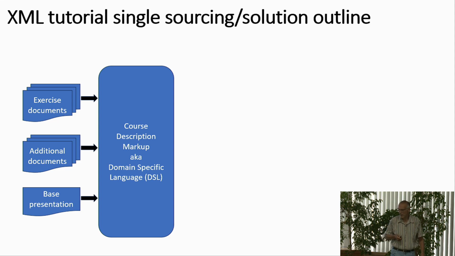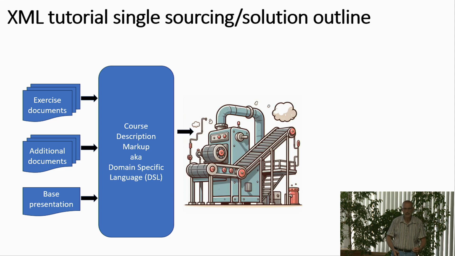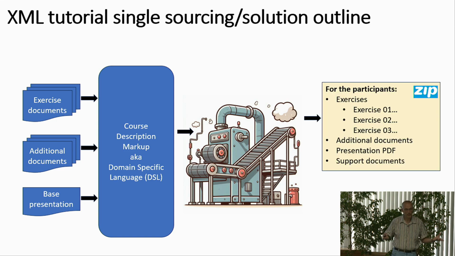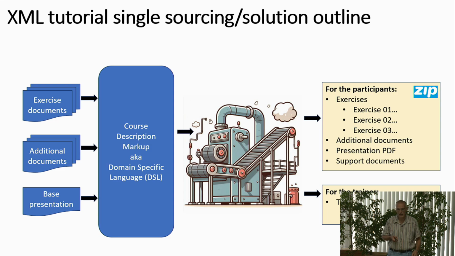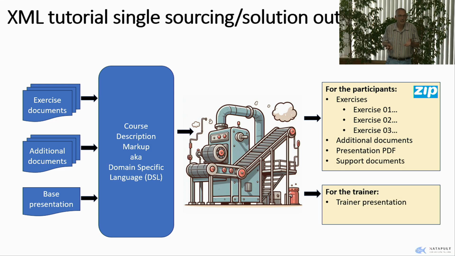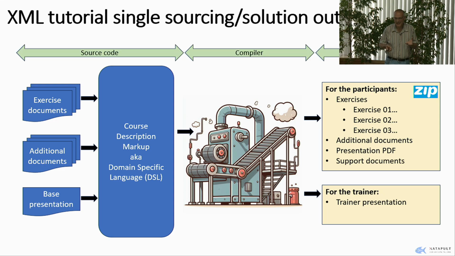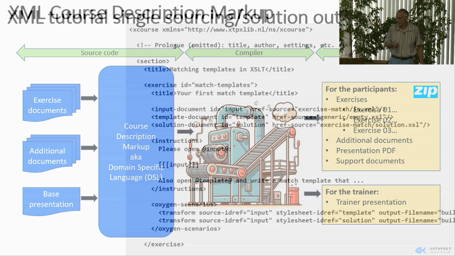You still have to create them. And then you need some kind of huffing and puffing machine that turns this all into, for the students, a zip file, and for the teacher, it should create a presentation with all the references correct and all the code duplicated in the way it should be. And if you look at this, it might be a familiar pattern. It looks a little bit like this. And instead of running the results on our CPU, we run it on the wetware of the students and the teacher. Anyway, let's have a quick look at this course description markup I came up with.